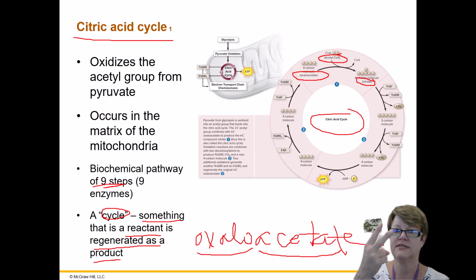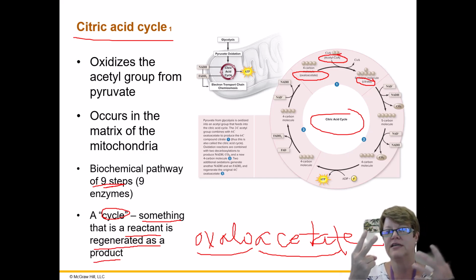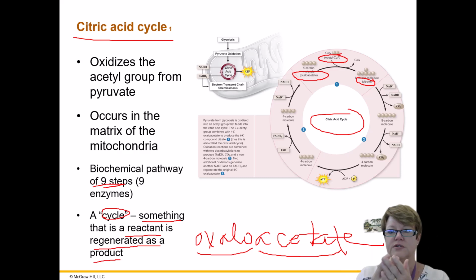So the 2-carbon acetyl that came in from the last phase, pyruvate oxidation, and the oxaloacetate that's already there are joined together to make citrate. And there are, like I said, 9 enzymes, so 8 other enzymes that are going to act on that citrate in steps. And what you can see in each step is what's produced. So from here where the citrate is, you can see in the next step we get carbon dioxide and 1 NADH is made from NAD+.